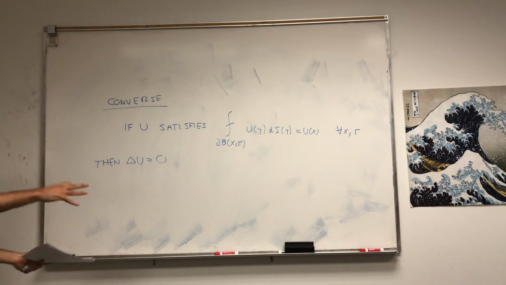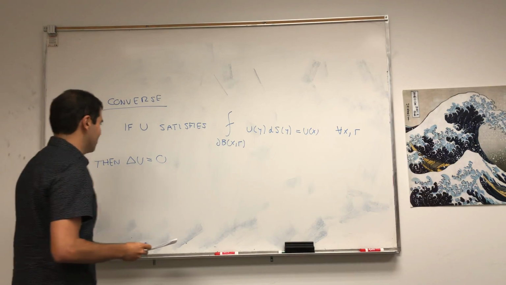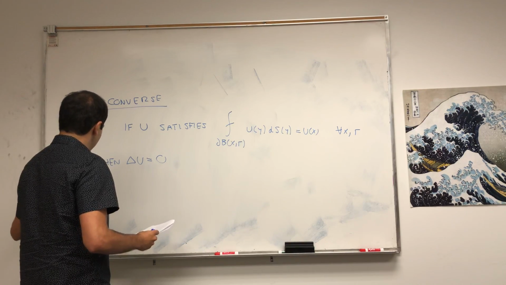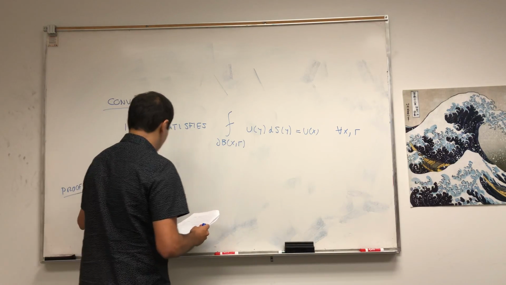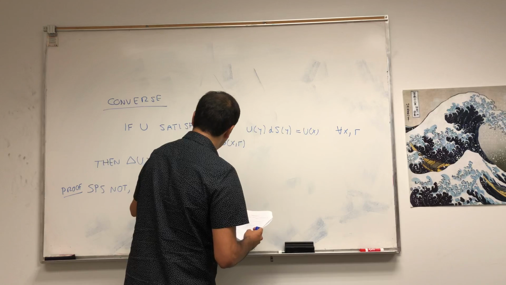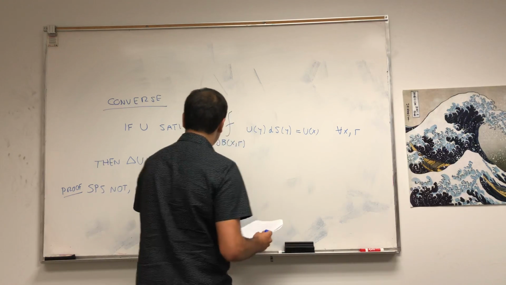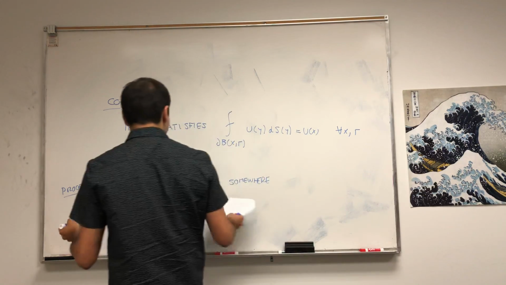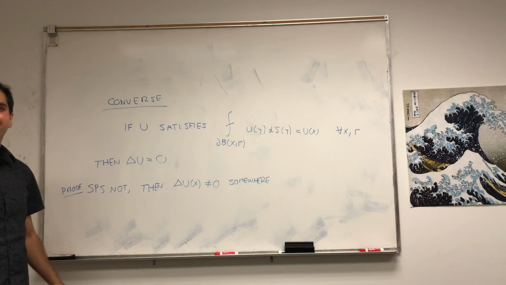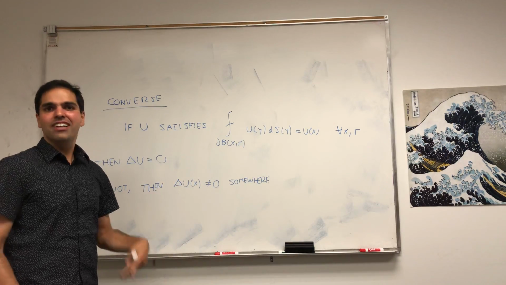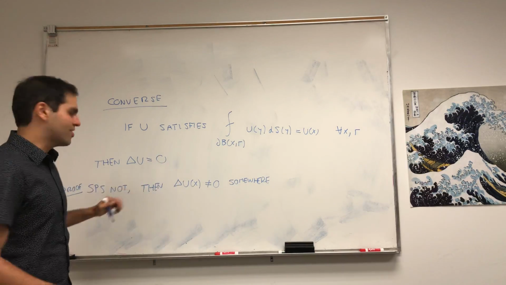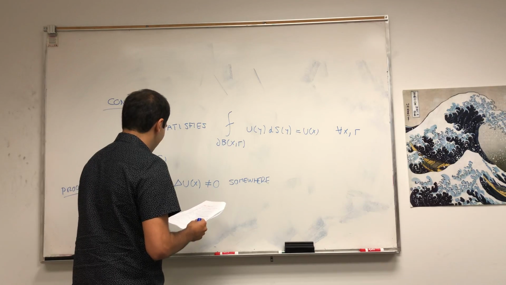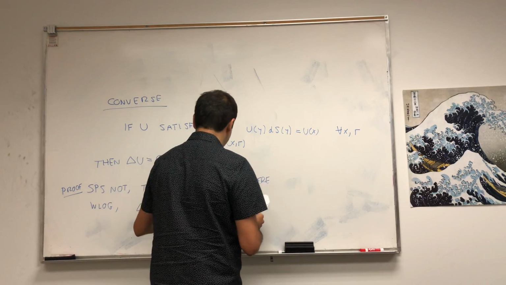And in fact, to prove this, we have to use just part of the first part of the proof. So suppose not. Then the Laplacian is nonzero somewhere. So for some x, the Laplacian is non-zero. Otherwise, it would be 0 everywhere. And if it's non-zero, it's either positive or negative. So let's just assume it's positive. So without loss of generality, assume the Laplacian of u of x is positive at 0.